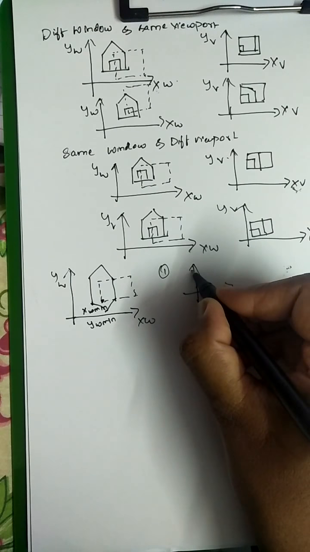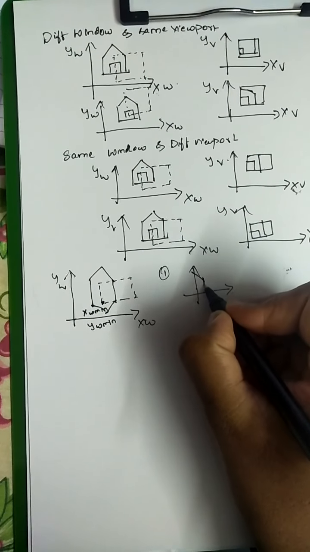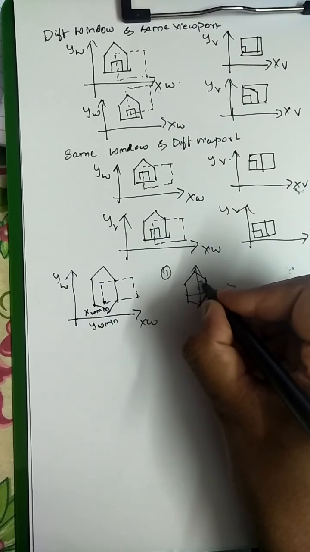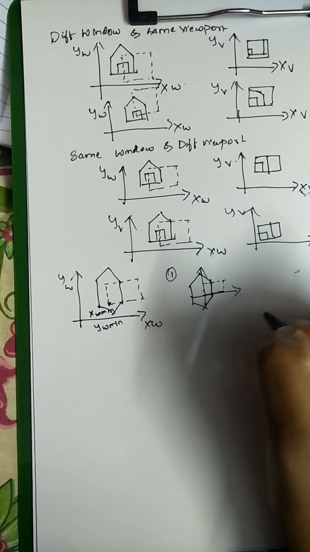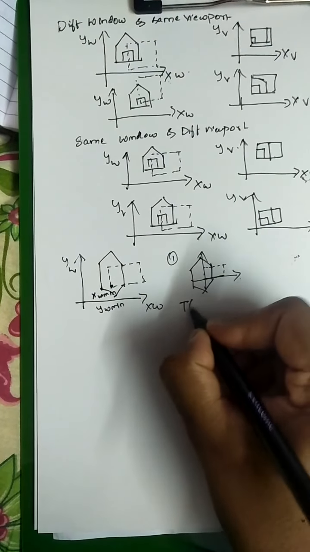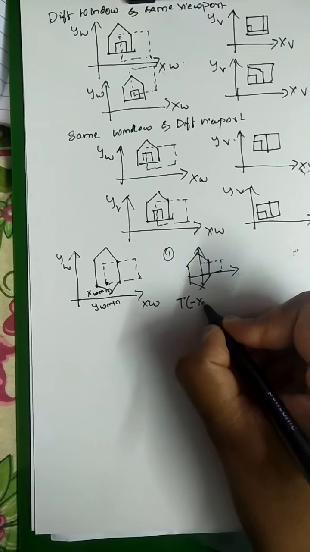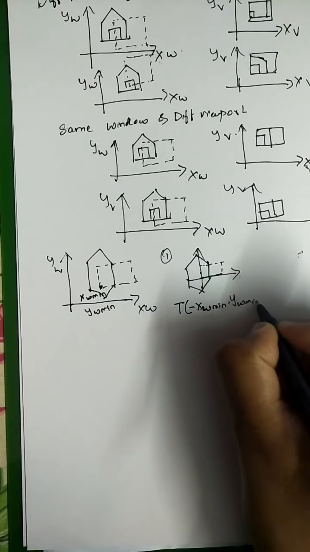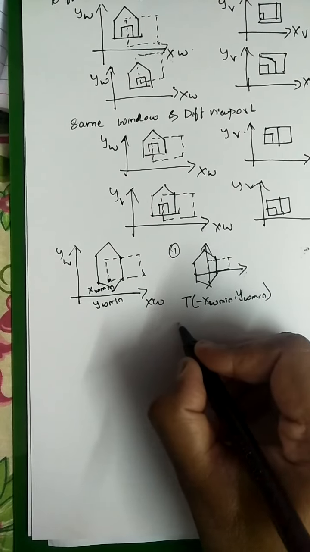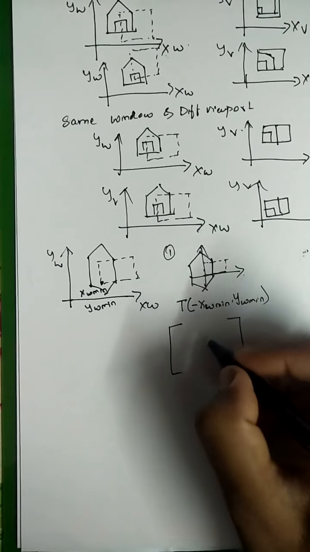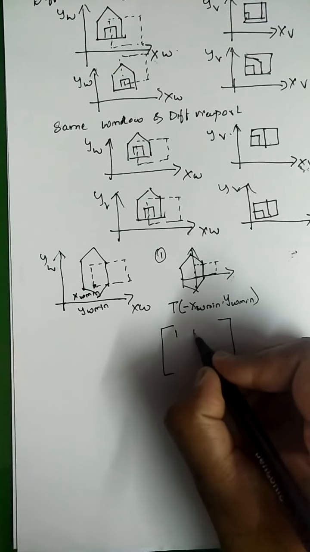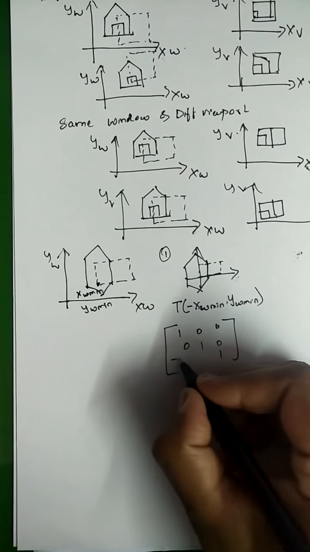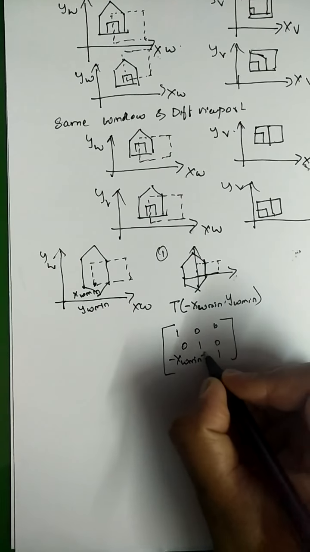So to bring it like this, here my clipping window falls. That is, we have to make a translation with respect to minus XW min and minus YW min. Correct. Can I write the homogeneous matrix of this? I have explained this in the previous video. Minus XW min, minus YW min.